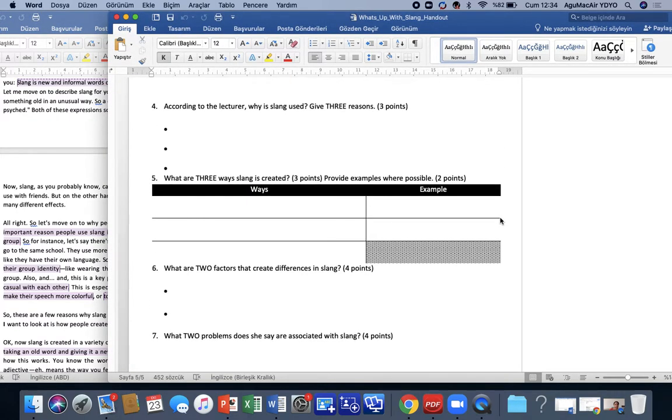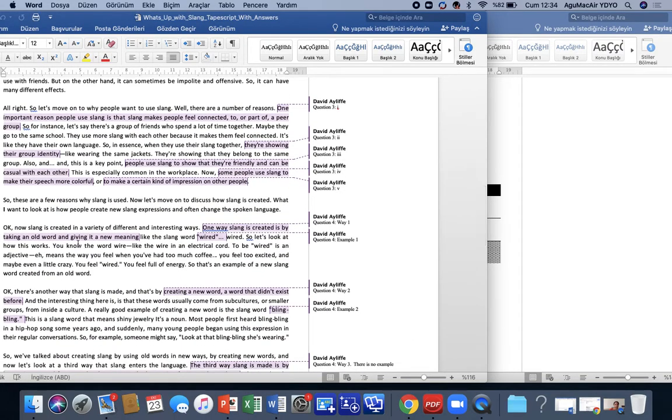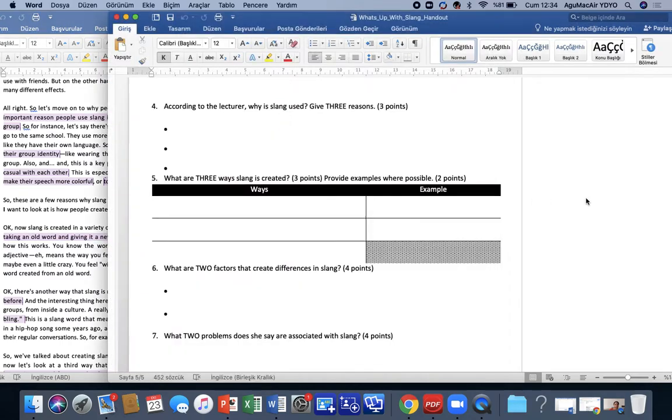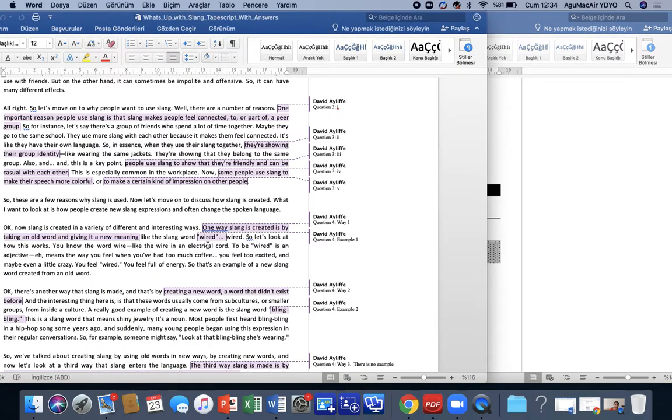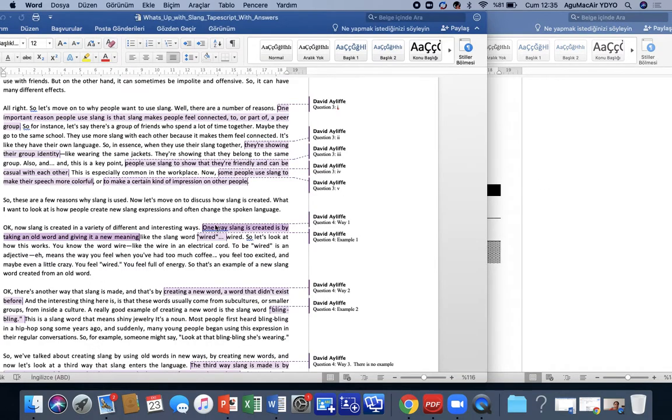What are 3 ways slang is created? Provide examples where possible. So 3 ways. Let's find these 3 ways. Okay, so now slang is created in a variety of different and interesting ways. Yeah, the answer is coming then. One way, so the first way, is by taking an old word and giving it a new meaning. So this is the first way, right? And we need to give the example.